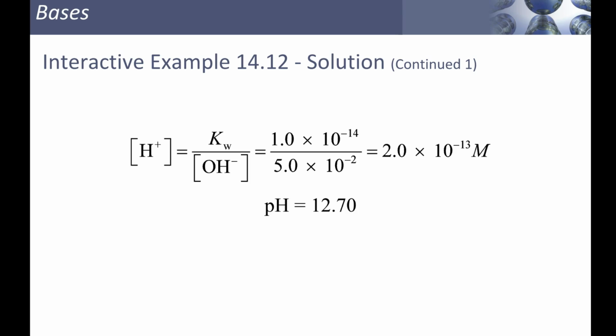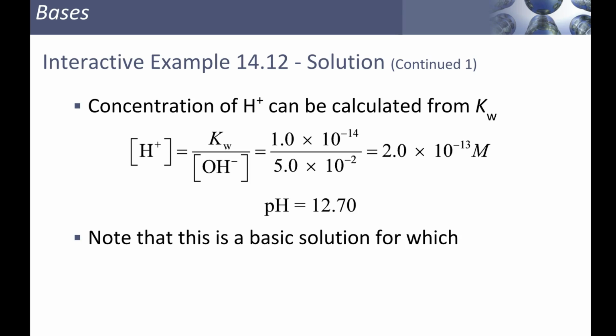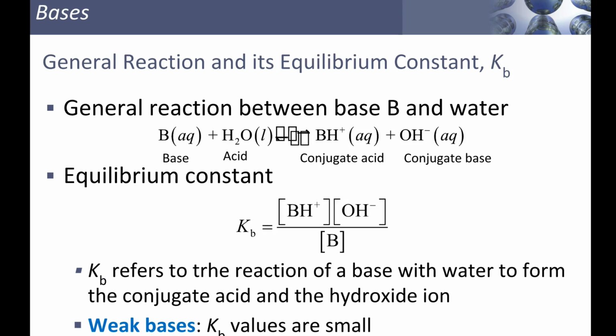Once you have that, what this one did was plug into Kw and find the H ion concentration. You don't have to. You can find pOH and subtract from 14. It's going to give you the same answer. How do we find the pOH? You just take the concentration of hydroxide, 5 times 10 to the negative 2, and get the negative log. Then you put that into 14 minus the pOH, and that's your pH. Note that basic solutions have a pH greater than 7.